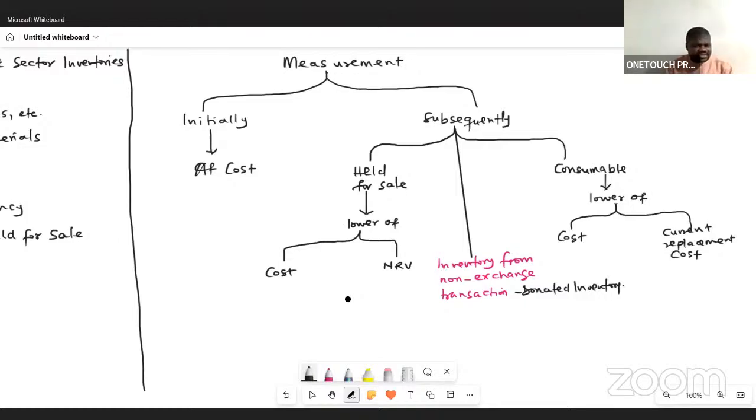So take note of the difference. Held for sale and consumable. Consumable means that it will be distributed to people, or it will be distributed at no charge or at a nominal charge, a charge that is insignificant. Or it will be consumed by the entity itself, whether in rendering service or in production. That's consumable. But when it's held for sale, it means that the intention is what? Sell. Take note of the difference. Okay.